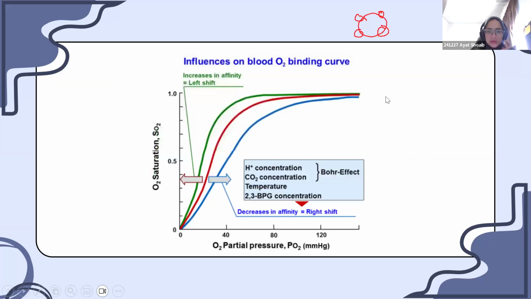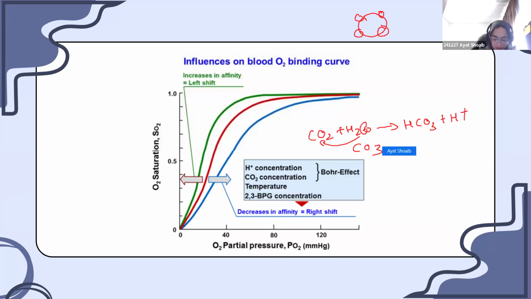Okay. So we talked about the H plus concentration and CO2 concentration. I think we can quickly go over it. You have the equation CO2 plus H2O, which gives you bicarbonate, HCO3, and the other hydrogen goes here. This H is going to go here. This is how I remember it.